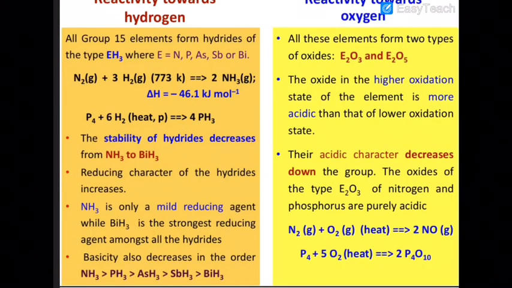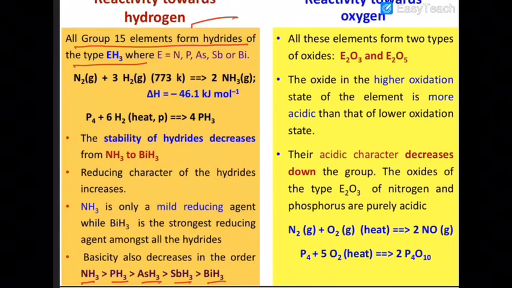Now look at the compounds of hydrogen. All group 15 elements form hydrides of the type EH3. If it is NH3, it is called ammonia. PH3 is called phosphine, AsH3 is called arsine, SbH3 is called stibine, and BiH3 is called bismuthine. So all these names must be remembered by you. These are all hydrides of group 15.